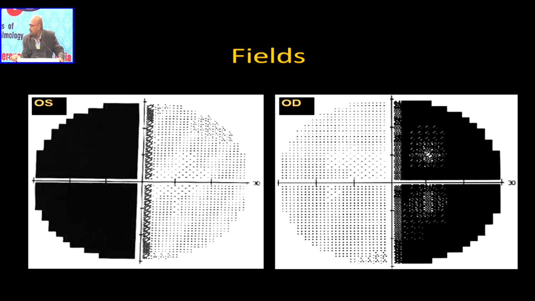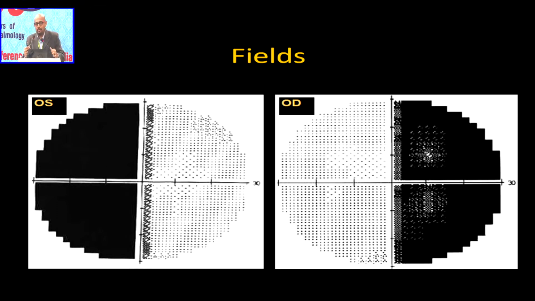Is this bitemporal or binasal? Doesn't it look like binasal? This is binasal. What do you think? Yeah, black is a field effect, but is it on nasal side or temporal side? Binasal, correct? How many of you say that this is binasal? Raise your hands. Yeah, this is binasal. So rest of you are saying that this is bitemporal, and it is bitemporal hemianopia.